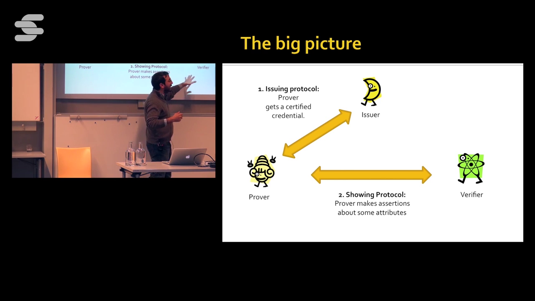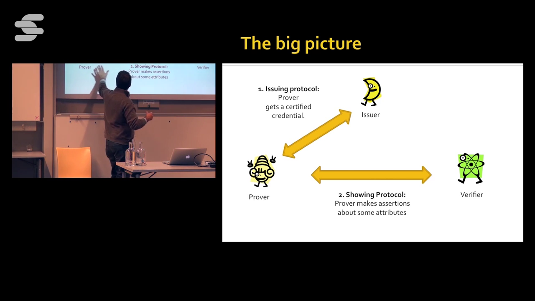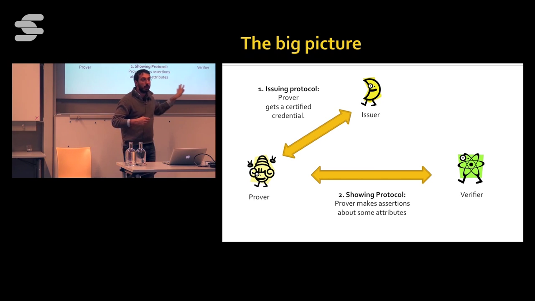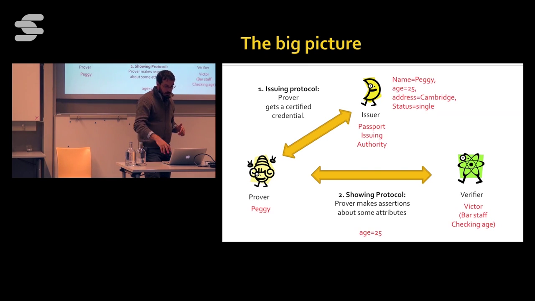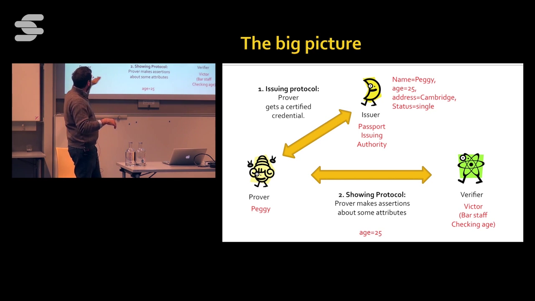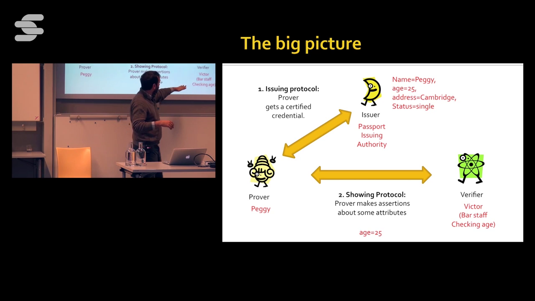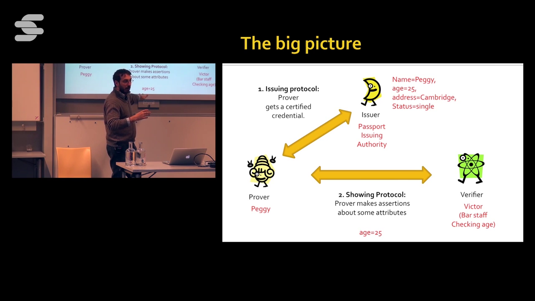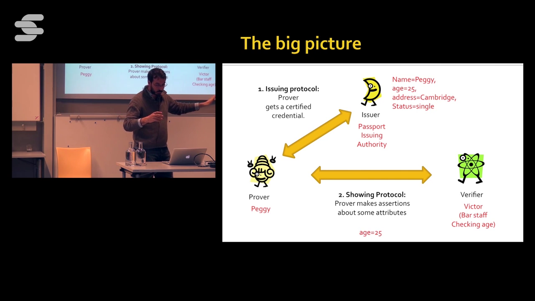And the verifier is indeed convinced that these are true things about that prover on the basis of what the issuer has issued. So for example, the statement here could be, I'm older than 18, or I live in Leuven. So, passport issuing authority, Peggy, age 25, and this is Victor, the bar staff, checking that Peggy is older than 18 without finding out where Peggy lives, because the last thing you want to do with a bouncer is give them your address, particularly if you're called Peggy.